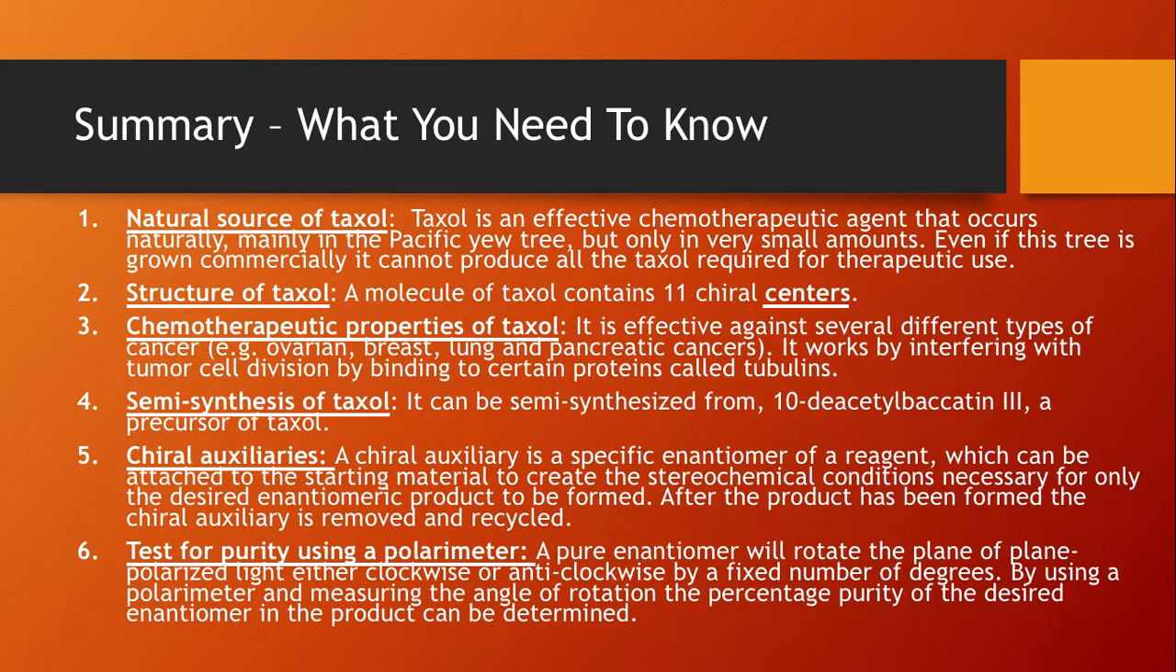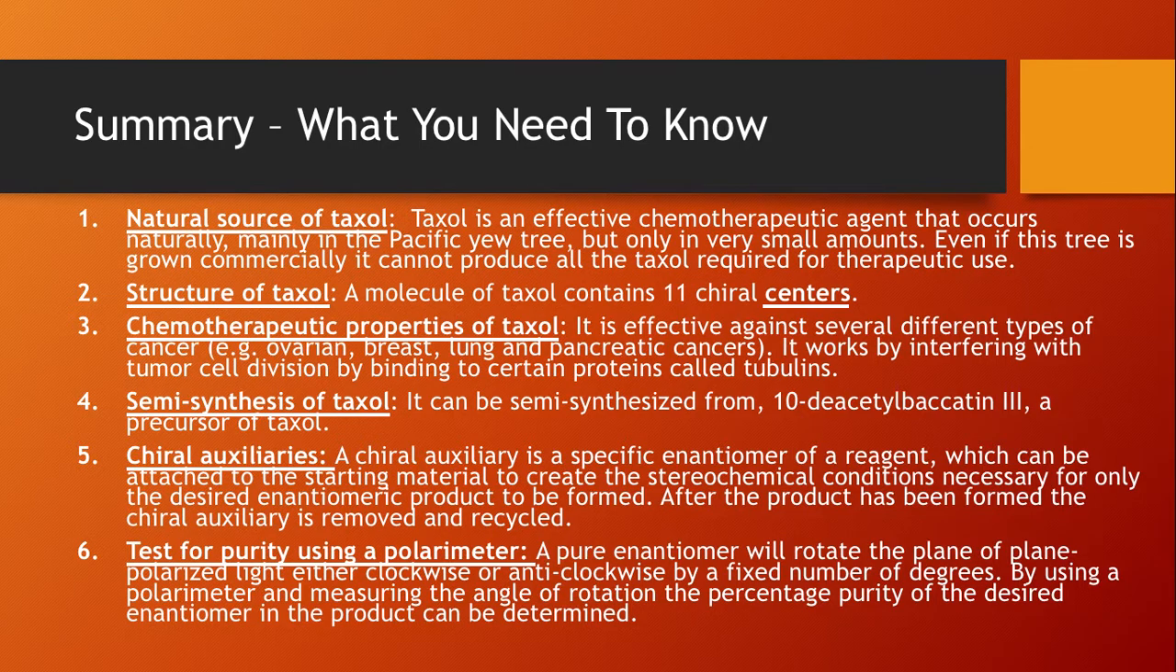How does Taxol work in the body? What are its chemotherapeutic properties? Well, it is effective against several different types of cancer. Most specifically, we mentioned before, the ovarian and the breast cancer, but also lung and pancreatic cancers. And it works by interfering with tumor cell division by binding to different proteins called tubulins.